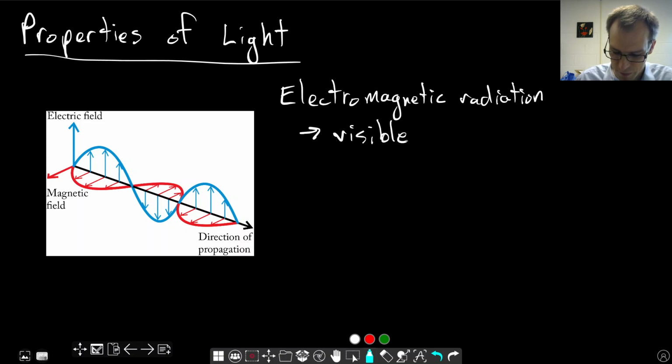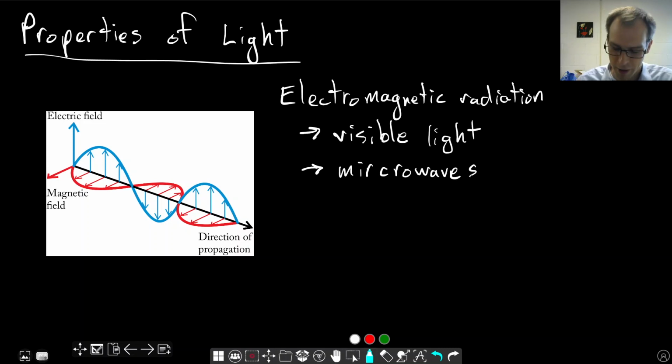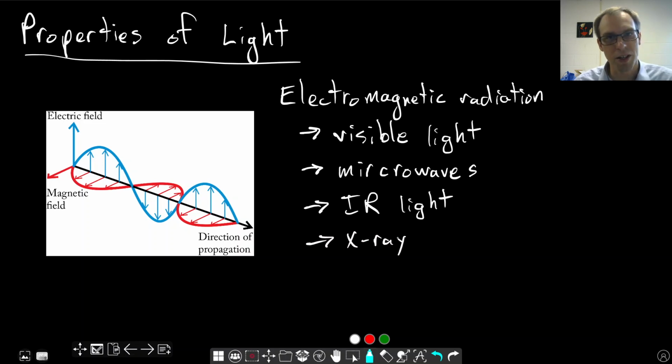So we have visible light, but things like microwave radiation, microwaves, those are another form of electromagnetic radiation. We also have things like infrared light. I in particular use this kind of light in my research, and I use it to study molecules. We also have things like X-rays. If you use an X-ray machine at a hospital, that also uses a different form of light. Or things like UV light, ultraviolet, that we try and avoid so that we don't age our skin or get sunburns. And there are a few other ones that I haven't listed here.